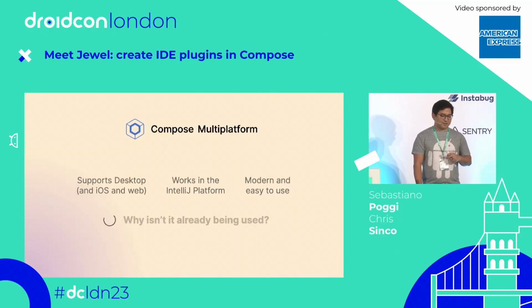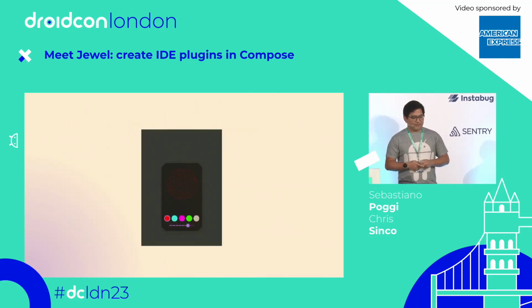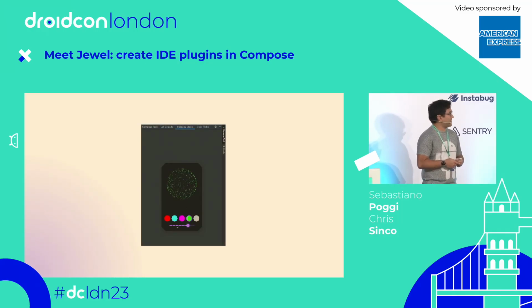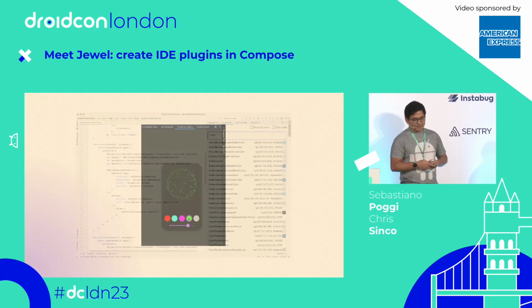But why isn't it already being used in the IDE? The main problem is there's not really a UI toolkit for it. There is Material Design, so you can use Material Design for Compose Multiplatform. But as you can see here, this is a little sample I wrote. We have a little Material slider on the bottom. It looks fine. But then when you look at it in the IDE, it looks a little awkward. The touch targets are too large, and it doesn't quite fit in IntelliJ.